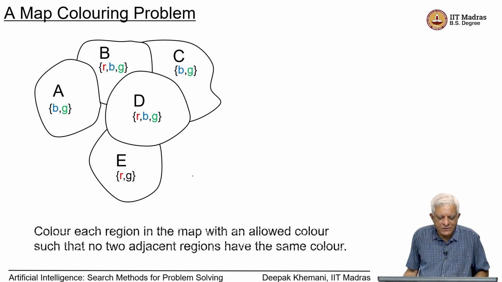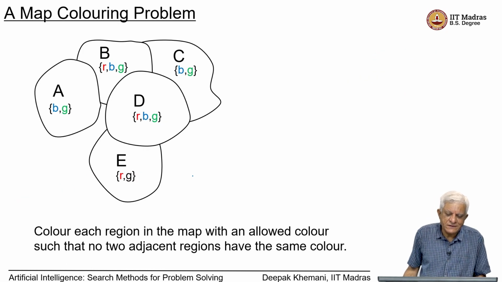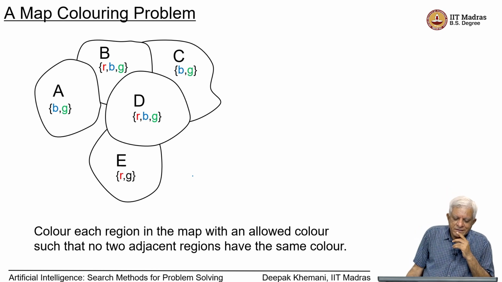So, here is a problem I want to leave you with. You must be familiar with this map coloring problem. You have a set of regions. So, if you have seen a school atlas, you would know what we are talking about here. So, we have a certain set of regions A, B, C, D, E, and let us say in this problem, for some reason we have decided that each region has a preferred set of colors. So, A for example has the color blue or green, B has red, blue or green, C has blue or green, and so on and so forth.